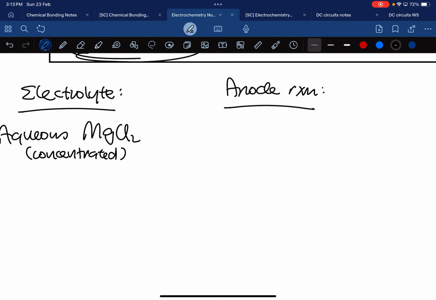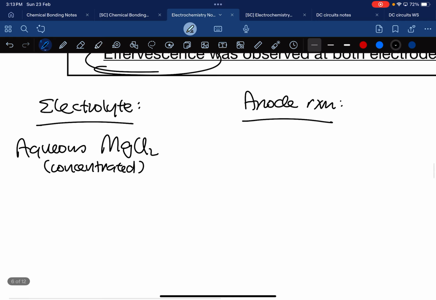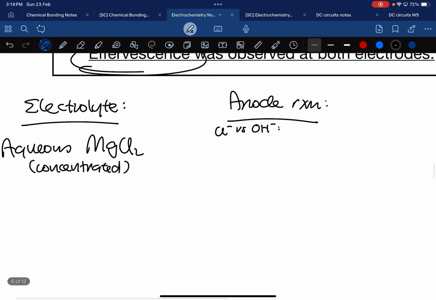If you guys need to, flip back to the previous page and look through the hacks. When does hydrogen win? When does hydroxide win? For your oxidation, who is going to win? Will it be Cl minus versus OH minus? Kara, who wins? You can refer. I have a concentrated solution of magnesium chloride. Cl minus will take priority.